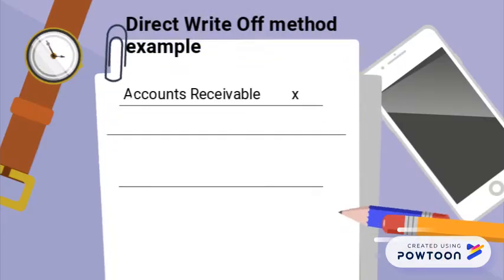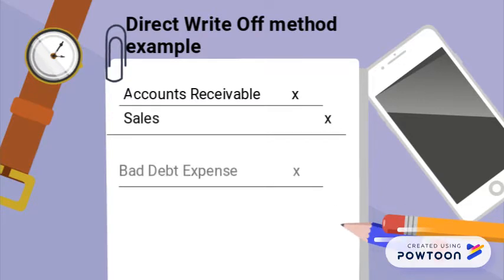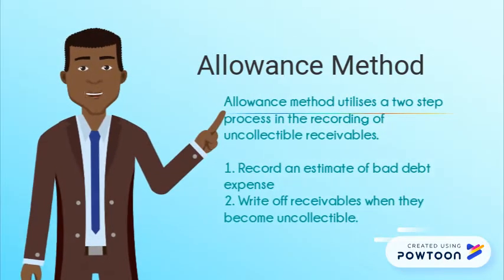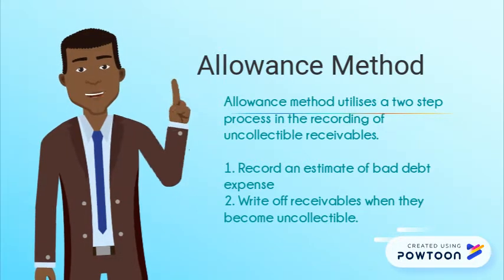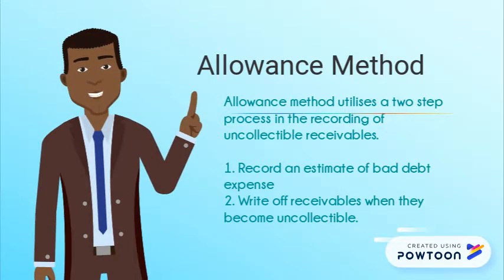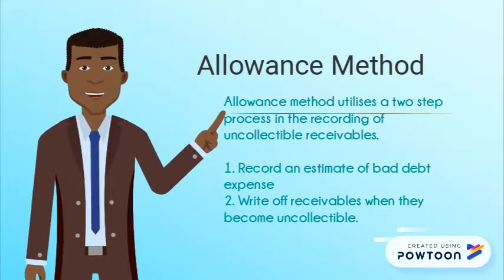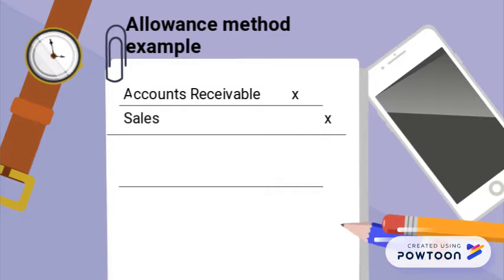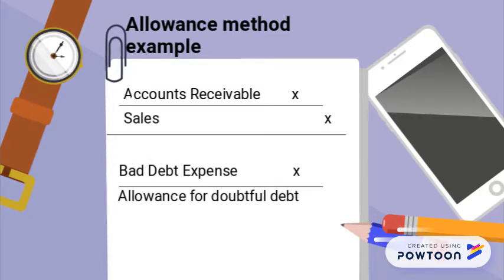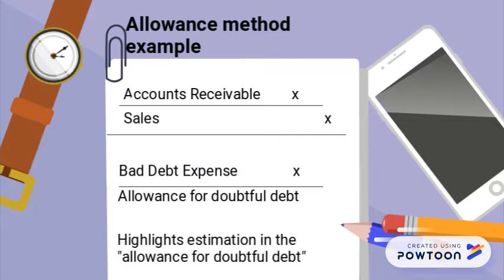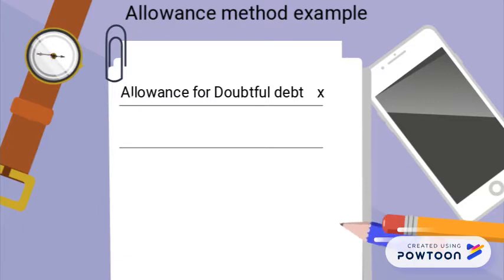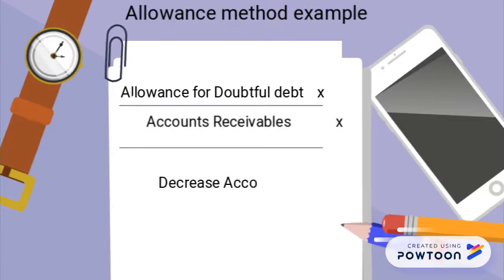The example journal entry highlights the use of bad debt expense to directly write off uncollectible receivables in a quick and simplistic form. The allowance method utilizes a two-step process in recording uncollectible receivables: one, to record the estimate of bad debt, and two, to write off the receivables when they become uncollectible. The first part of the example highlights the estimating of bad debt expense in the allowance for doubtful debt account in a normal business sale. Here in the second part of the example, it shows the receivables being written off after they are deemed uncollectible.